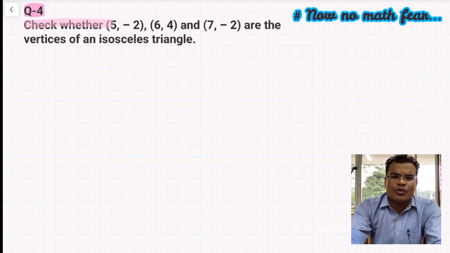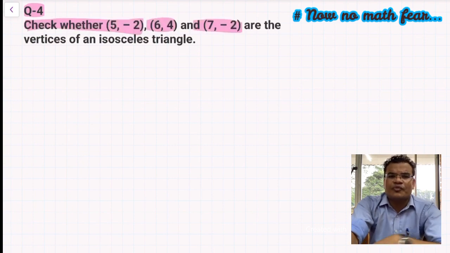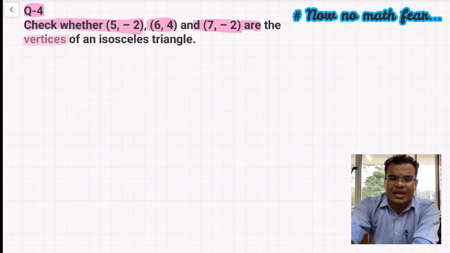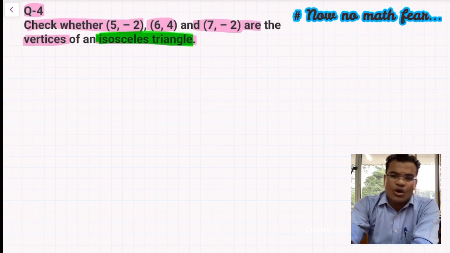Now see question number 4. Again, we have to check whether these points 5 comma minus 2, 6 comma 4 and 7 comma minus 2 are vertices of an isosceles triangle. So you have to check it. He is not saying to prove it. You check whether these points are vertices of an isosceles triangle or not.